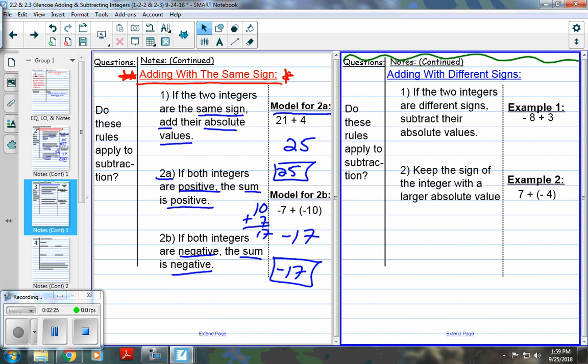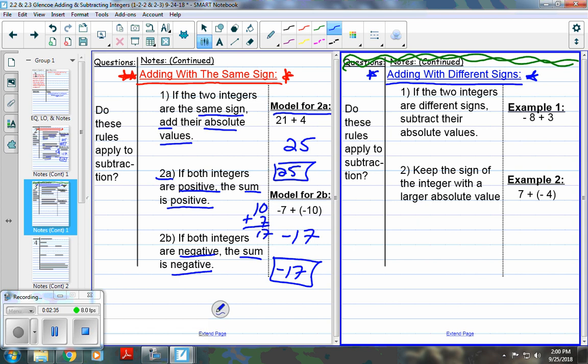So I'm going to slide one more slide ahead. Notice I drew the squiggly line above these steps, and then we're going to start writing the heading, adding with different signs, because that is our next step process. So go ahead and pause here and copy down what you see.